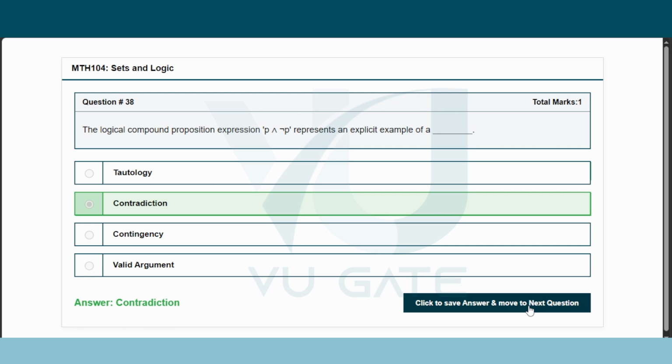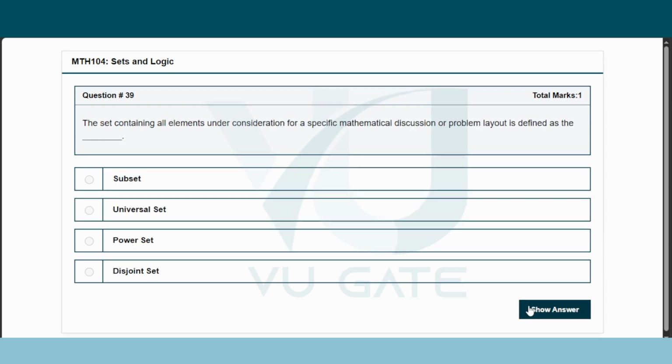Question number 39. The set containing all elements under consideration for a specific mathematical discussion or problem layout is defined as the blank. The correct answer is universal set. Question number 40. If an implication statement P implies Q is known to be true, and its premise P is checked to be true, then by logical deduction laws, Q must be blank. The correct answer is true.